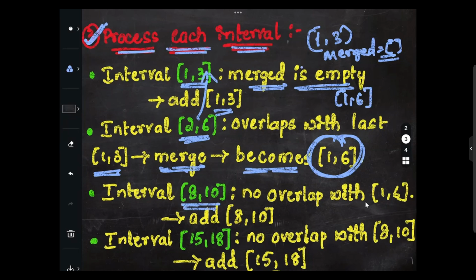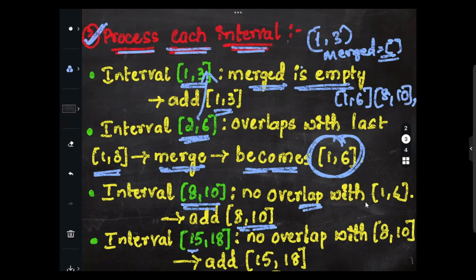Next let's move on with 8 comma 10. Here there is no overlap with 1 comma 6, right? So 8 comma 10 doesn't overlap with 1 comma 6. So we'll just add 8 comma 10. After 1 comma 6, we have successfully added 8 comma 10 as well.